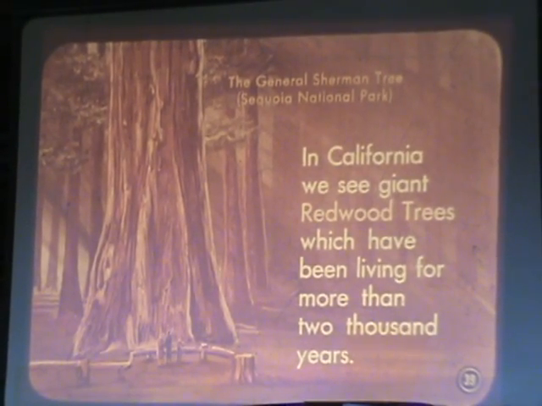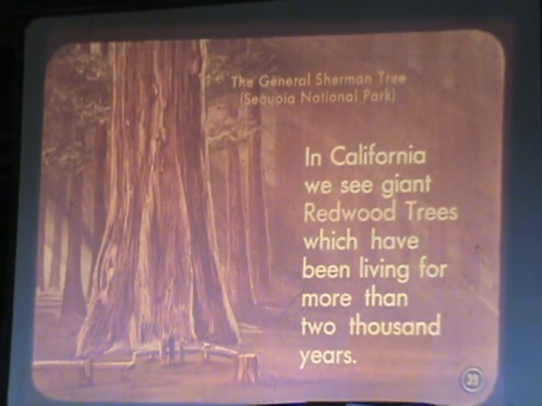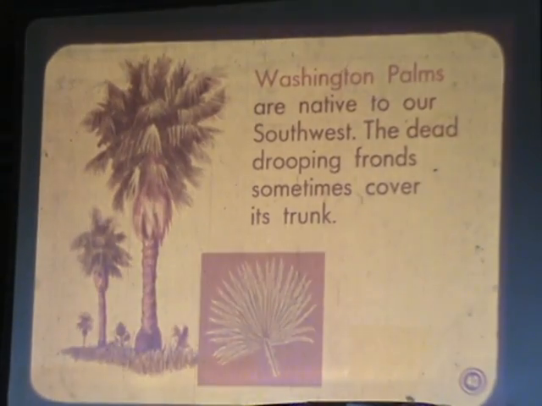Wow! In California, we see giant redwood trees which have been living for more than 2,000 years. That's the General Sherman tree in the Sequoia National Park. I wonder if it's still around today. Washington palms are native to our southwest. The dead, drooping fronds sometimes cover its trunk.